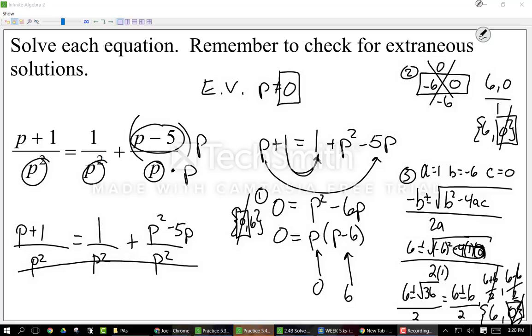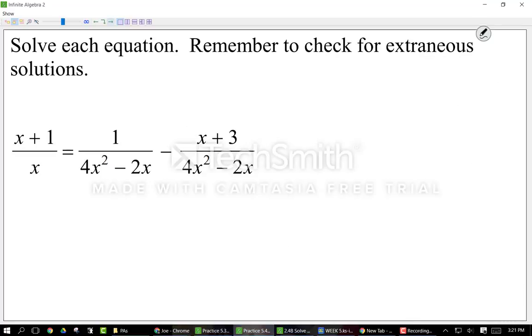So in this particular example, p equals 6 is the only answer we get. The 0 is not an answer. Let's go ahead and do this particular problem. Same way as before. Just looks a little harder, but it's really not.